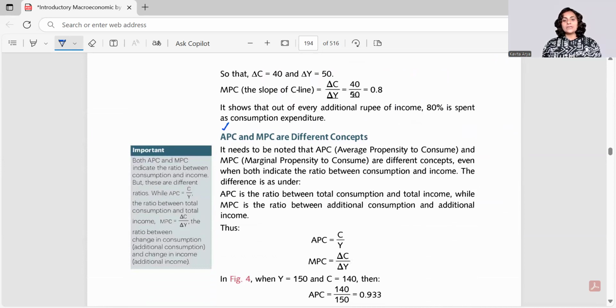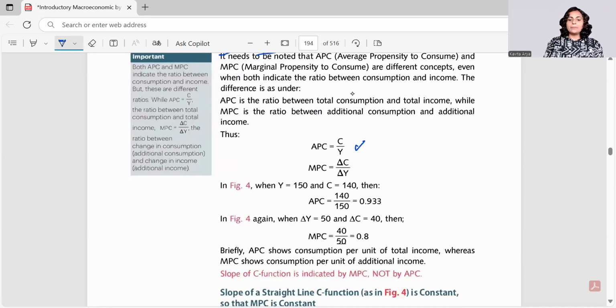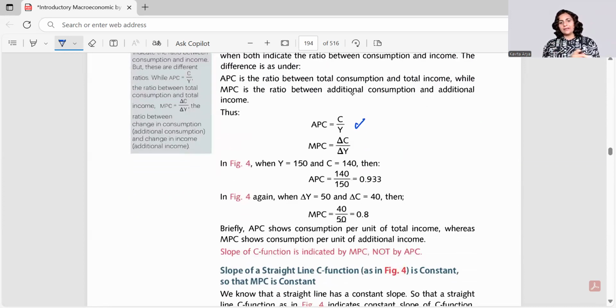A means absolute and M means relative. A means at any point of time, when your income is this, what is your level of consumption? And M is when your income changes from this to this. So M means you're talking about the additional income, but A means the exact, absolute value. This is an absolute expression and that is a relative expression. So APC is C by Y and MPC is delta C by delta Y.